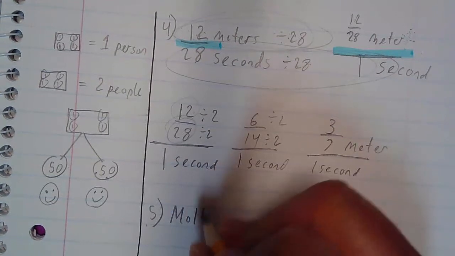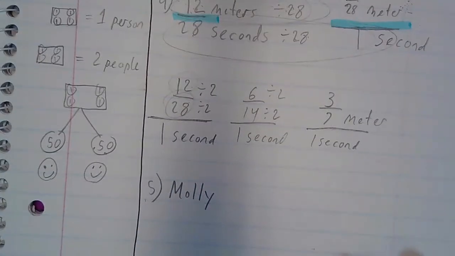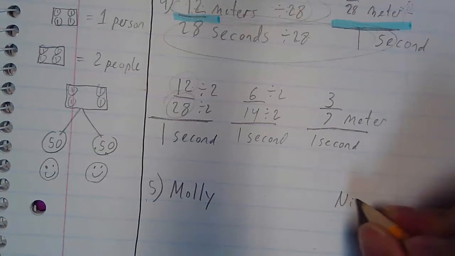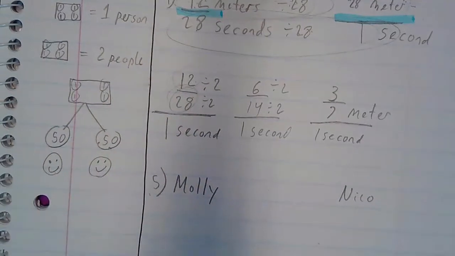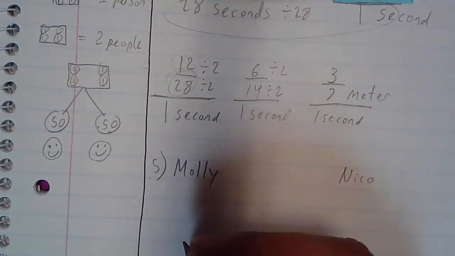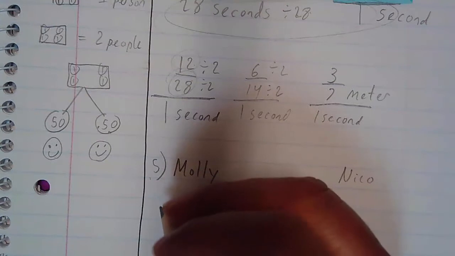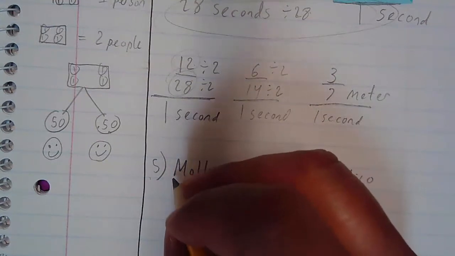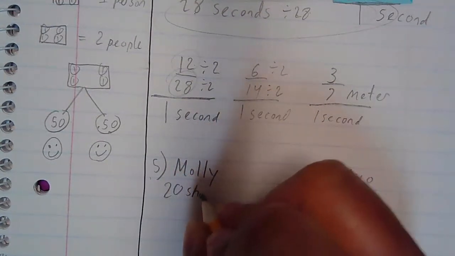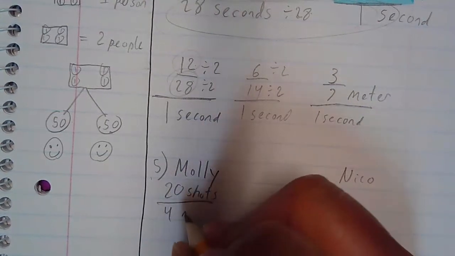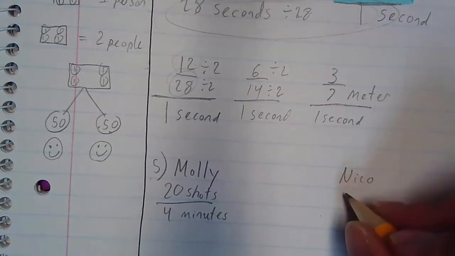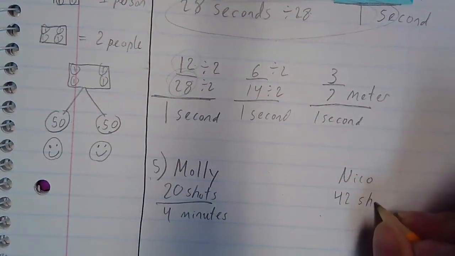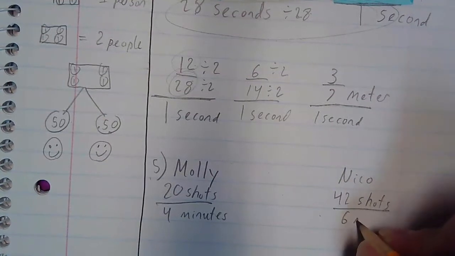Again, look at who we're talking about. We're talking about Molly. We're talking about Nico. And we're talking about shots per minute. Again, they're playing basketball, throwing basketballs through a hoop. You could draw a basketball if you want, but I think you guys understand basketball. I hope. Okay, Molly does 20 shots, 4 minutes. Nico does 42 shots per 6 minutes. Now, let me mention something.